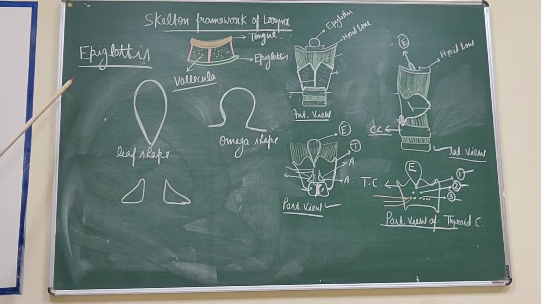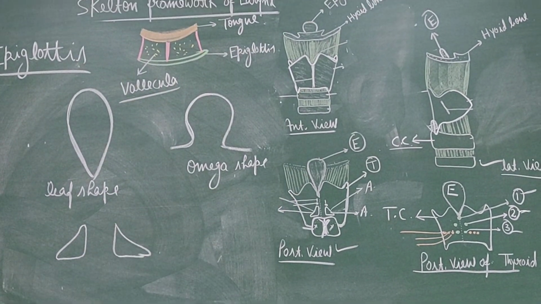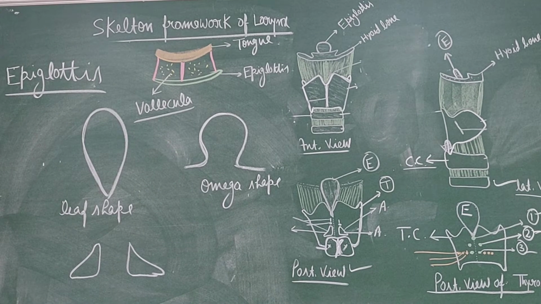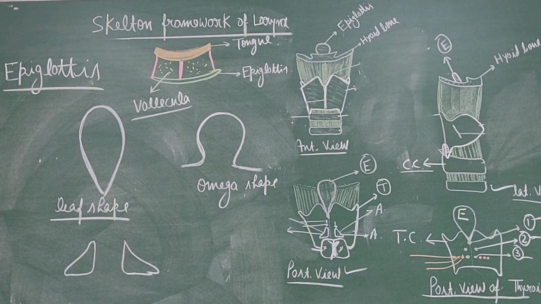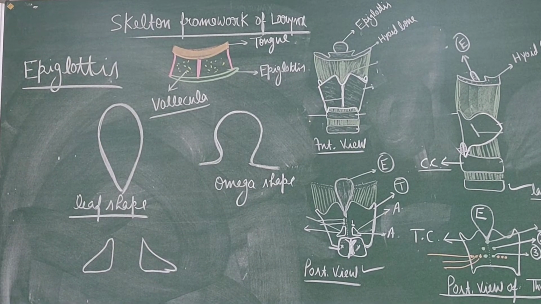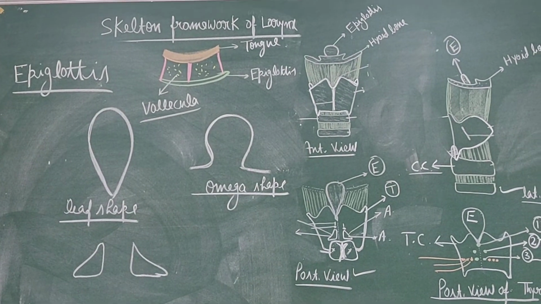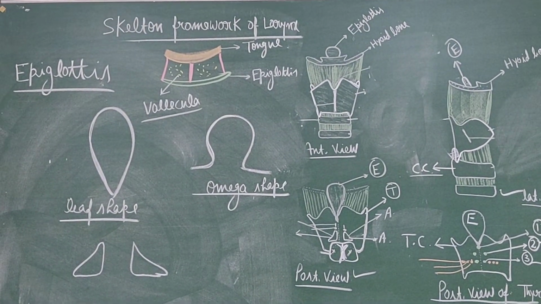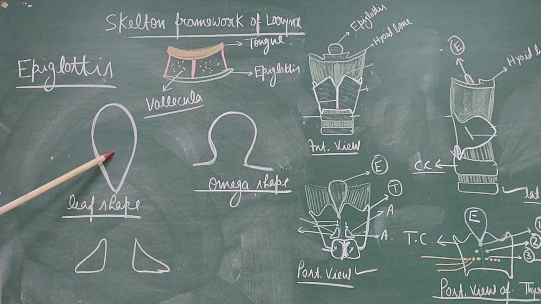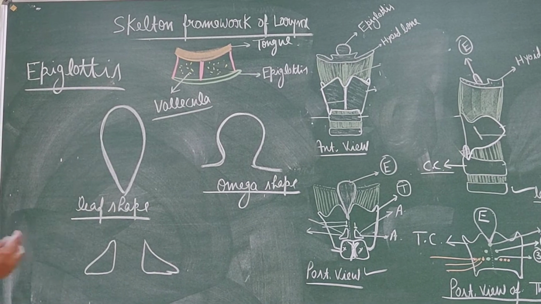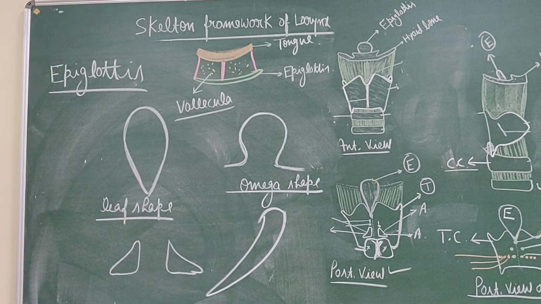Now the epiglottis. This is the epiglottis, complete feature. It is leaf shaped. In adults, it is a leaf-shaped elastic cartilage, while in children and infants, it is omega shaped. It is elastic cartilage placed obliquely. This is the anterior surface, and behind is the posterior surface.